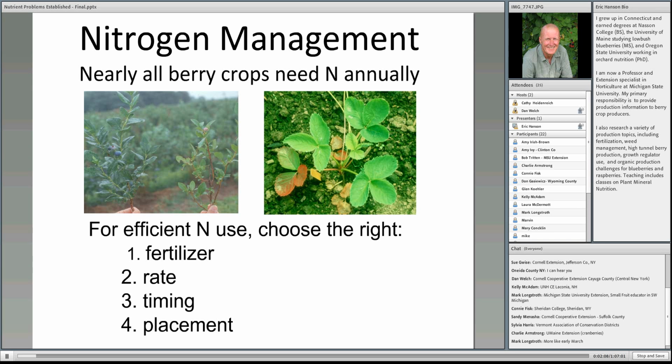So this is, of course, important because nearly all of these berry crops require nitrogen on an annual basis. So the big question is, what can you do to use nitrogen efficiently? And in that regard, there are questions about the fertilizer type, the rate, the timing, and the placement of those. So those are the 4 items I'd like to go through under nitrogen management.